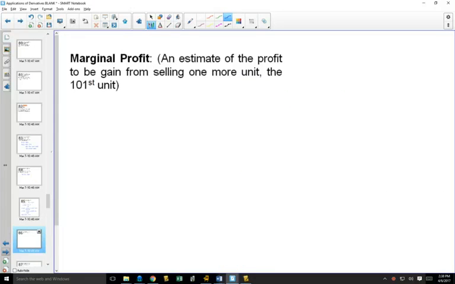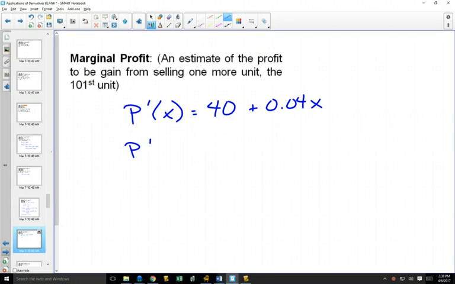So here, our marginal profit, this is the one that I accidentally did before. If we do the derivative of this, if you produced 100, how much profit would you make if you made one more? You'd make 44, which kind of makes sense because your revenue is 80. Our estimate for the cost was 36 for that 101st one, and so our estimated profit would be 44.